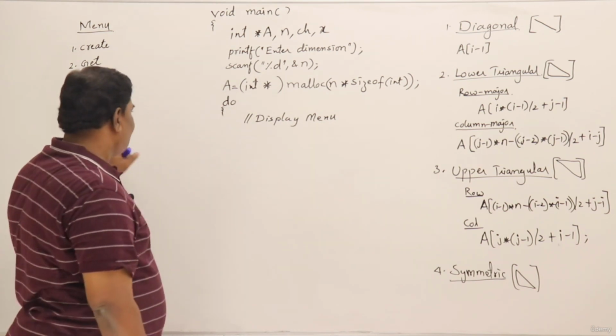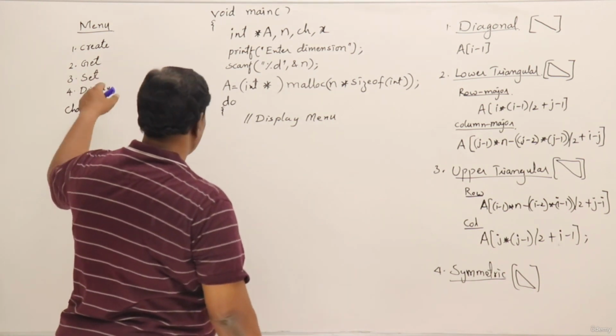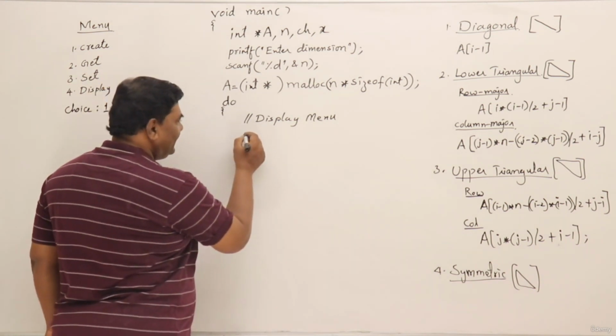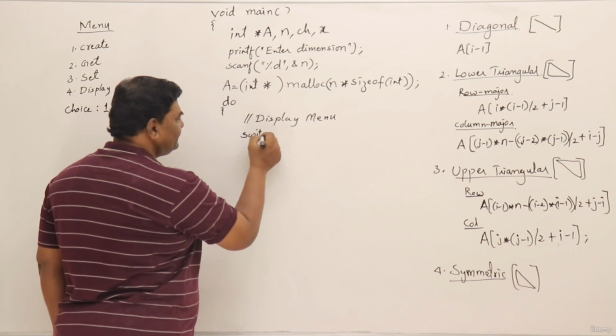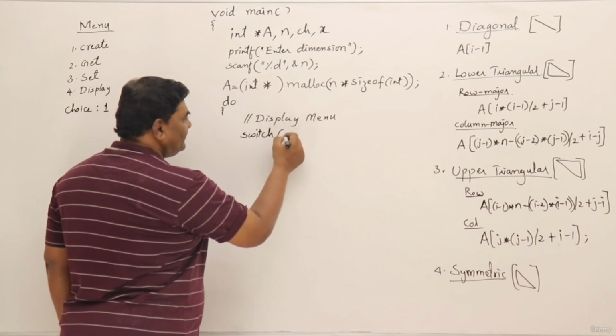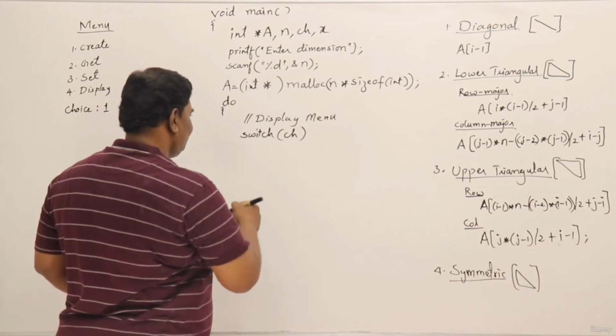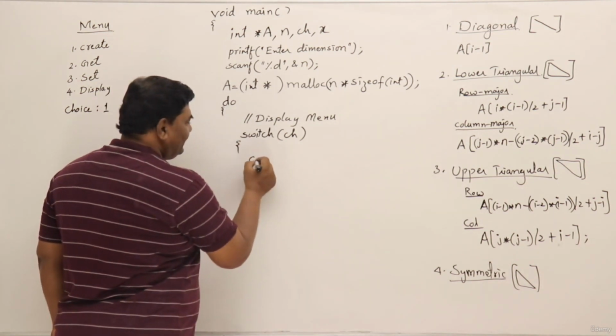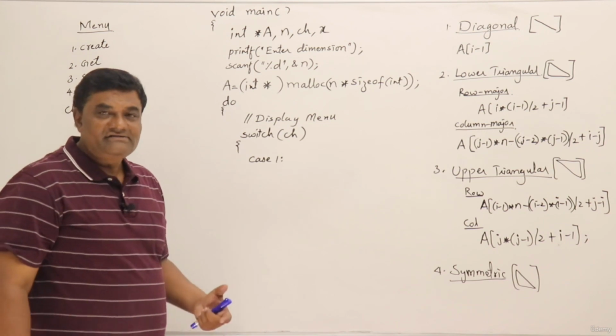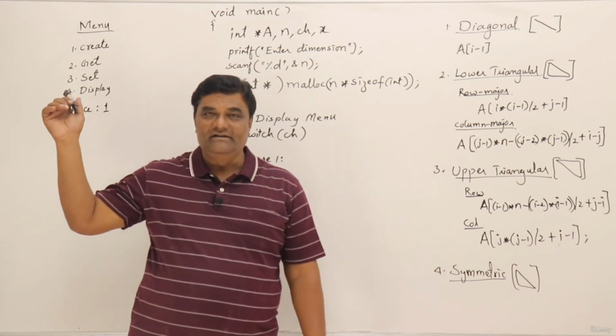Then after taking the menu option, maybe 1, 2 or anything, that can be processed in switch case. Switch based on the choice that is given. The choice, whatever the choice, suppose we are taking in ch. Then if case 1 is create an array.